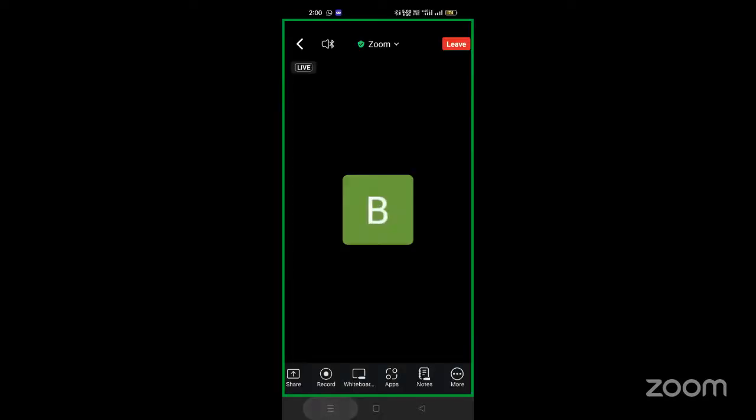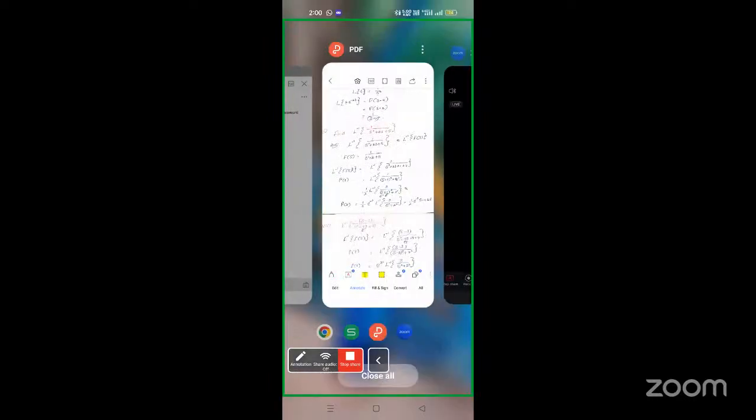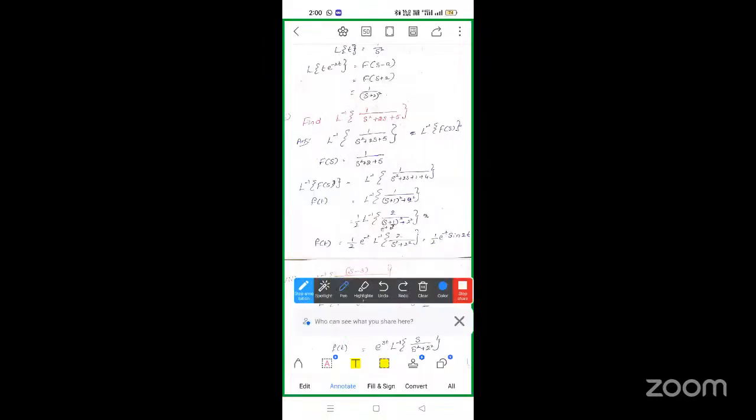So (s plus 1) whole square plus here. So this can be written as s square plus 2s plus 1, and s square plus 2s plus 1 can be written as (s plus 1) whole square. So that is a square plus 2ab plus b square. So that is (s plus 1) whole square plus, so 4 can be written as 2 square.